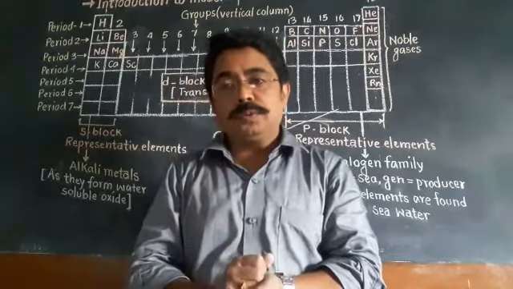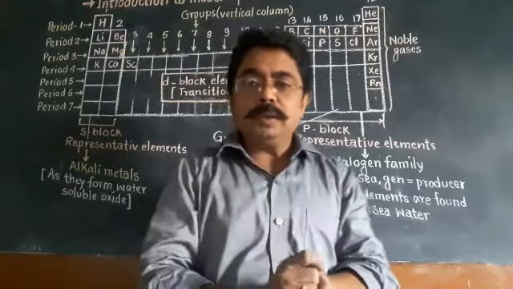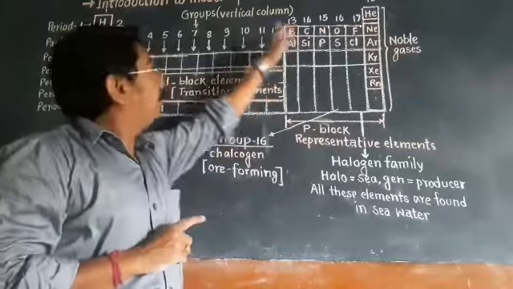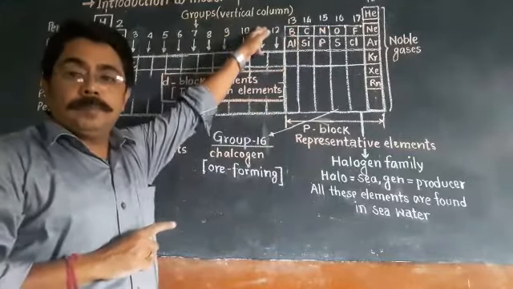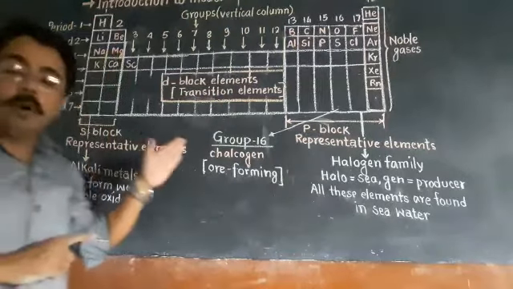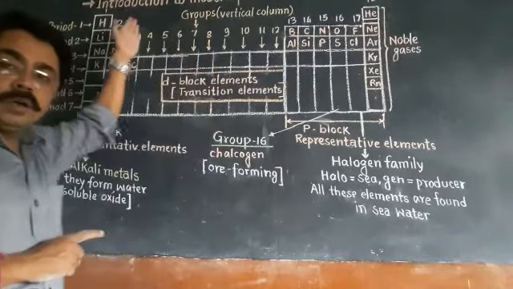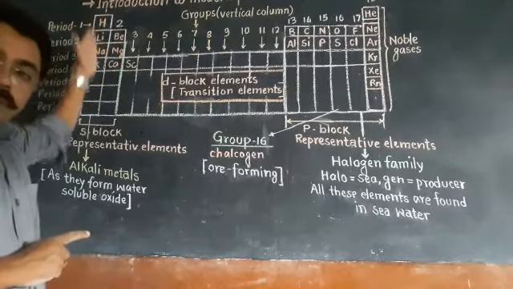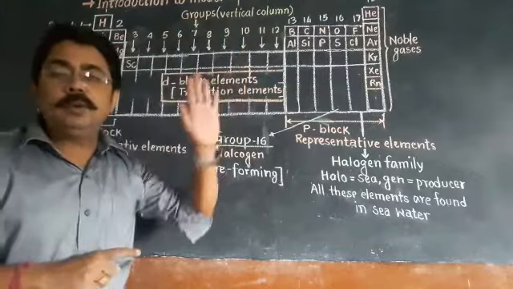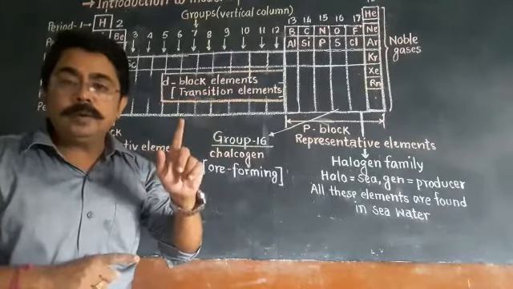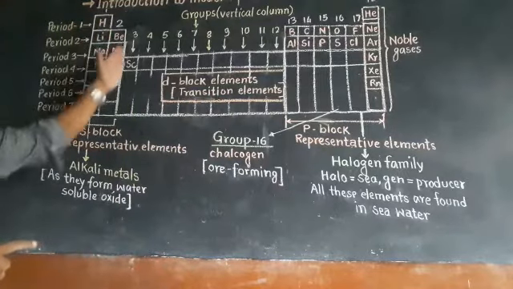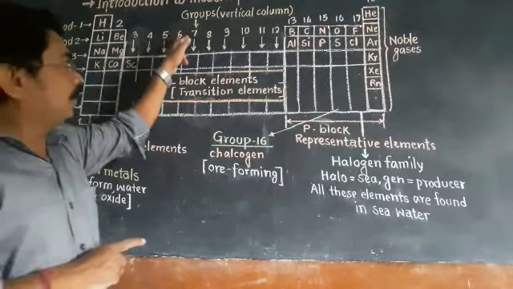What are groups? In the modern periodic table, look at the board here. These groups are vertical columns. See, this one from top to bottom. When we move from top to bottom, these vertical columns represent groups. So in the modern periodic table, how many groups are there? See, this is first group, second group, third group, fourth group, fifth group.